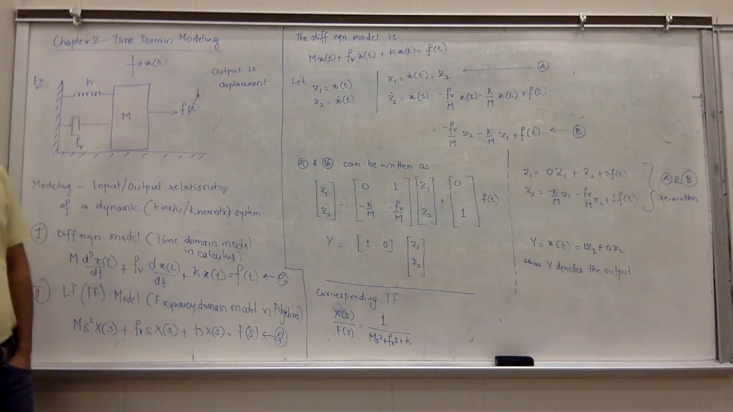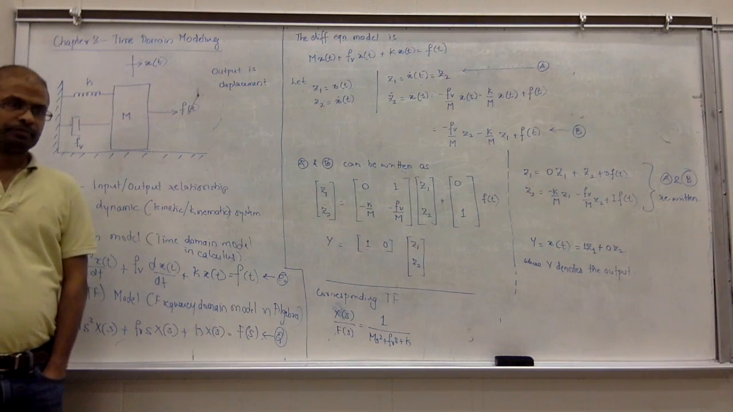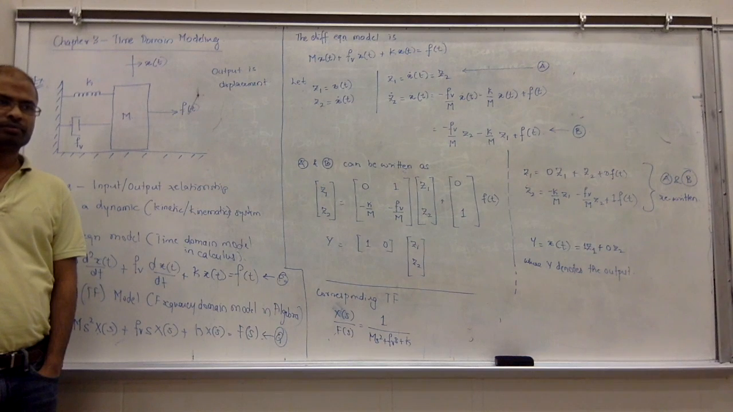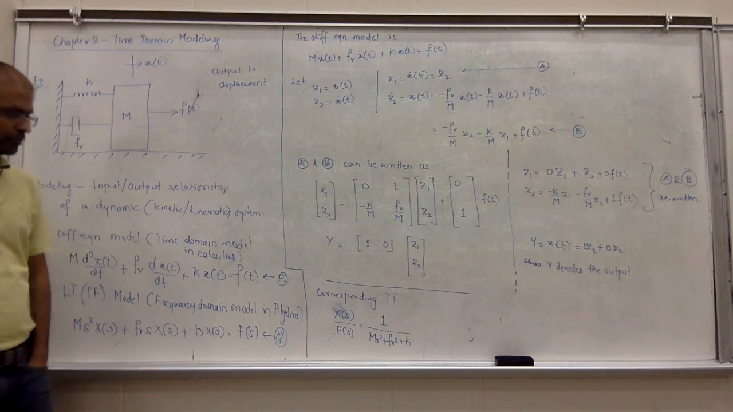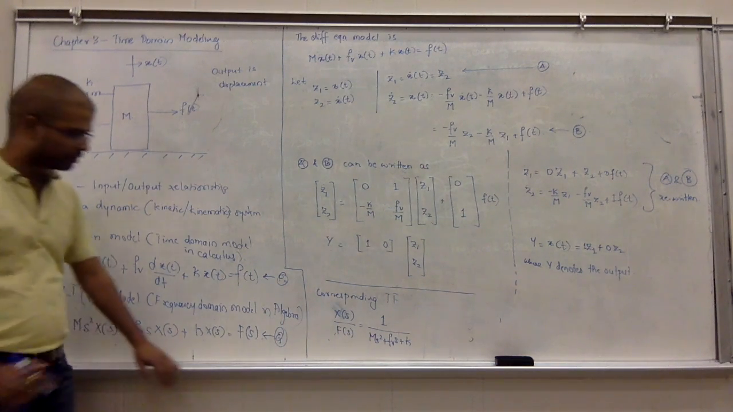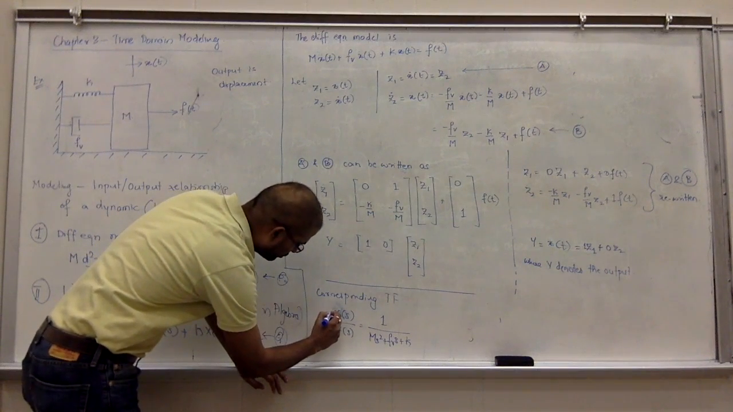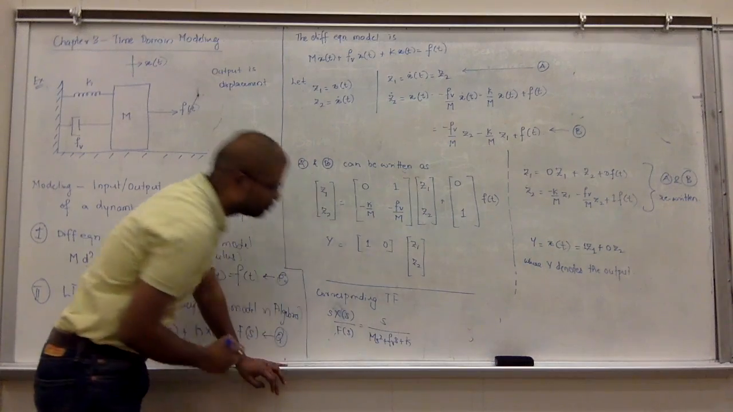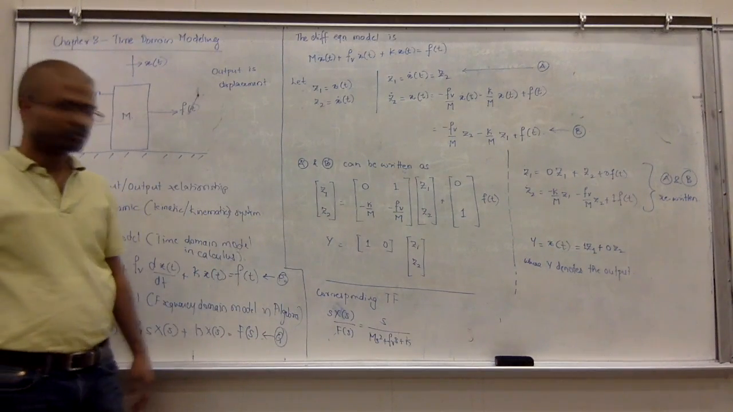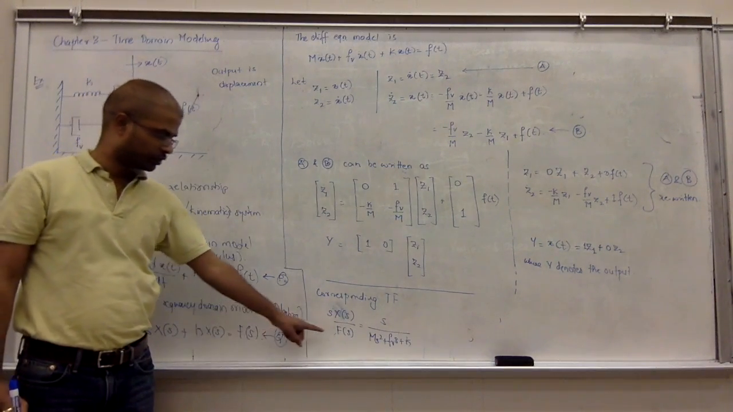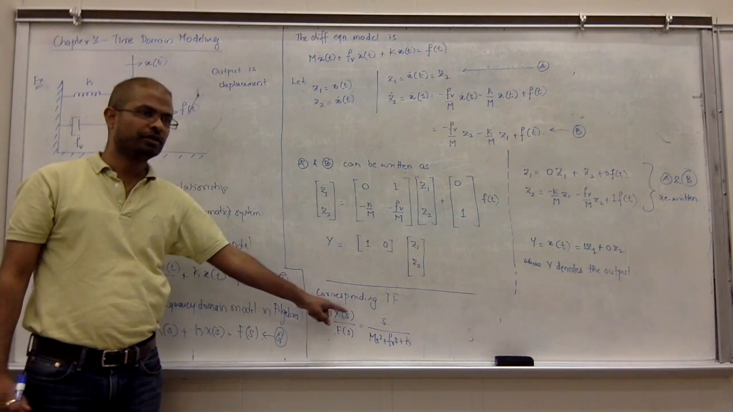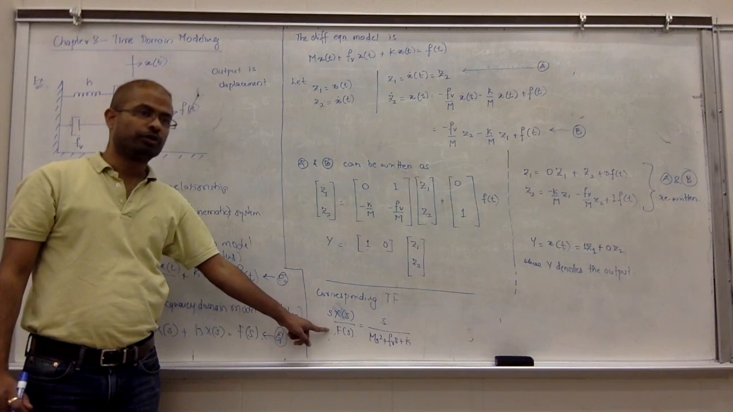What if I told you the output was velocity? Would the transfer function remain the same? You put x dot. So in that case, did we say that force was always the input? Force is always the input. So this is the input, and this is the transfer function relating velocity to input.